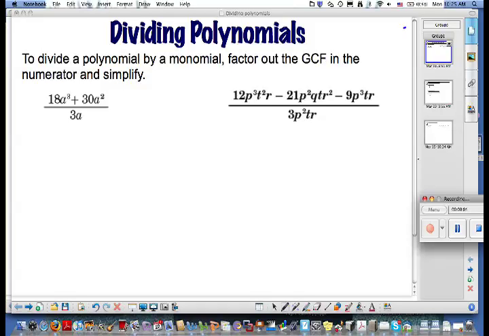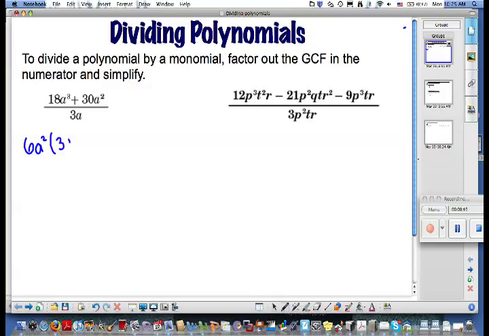When dividing polynomials by monomials, we need to factor out the greatest common factor in the numerator and simplify. In the first example, 18 and 30, we can take out a 6. And between a to the third and a squared, we can take out an a squared. We are left with 3a plus 5. In the denominator, we have 3a, so we can reduce.